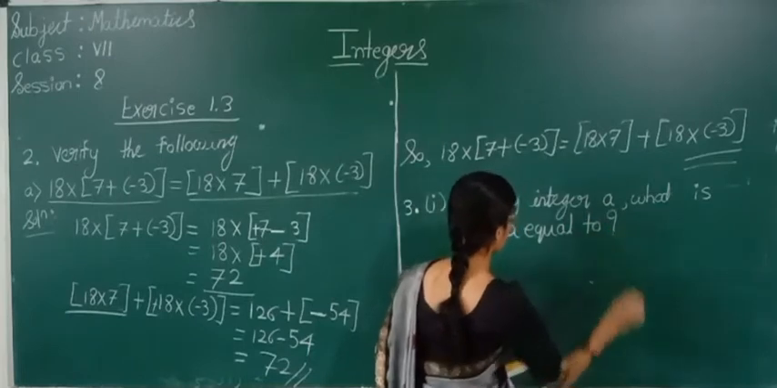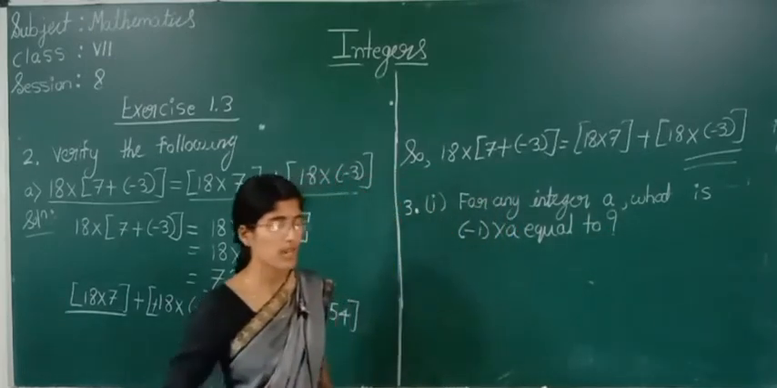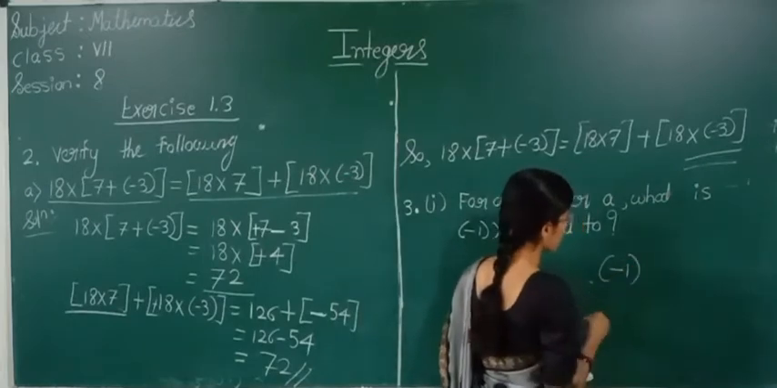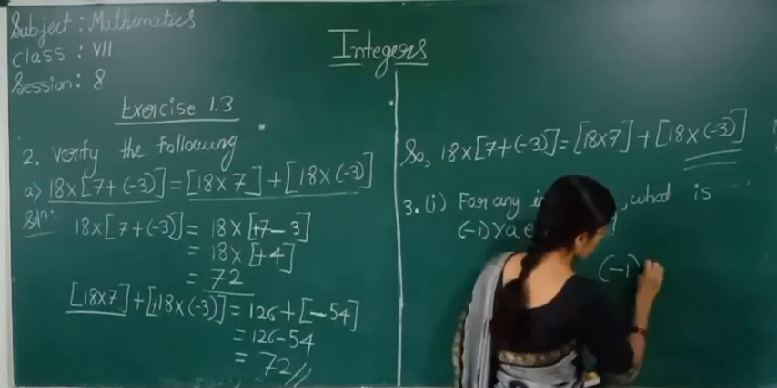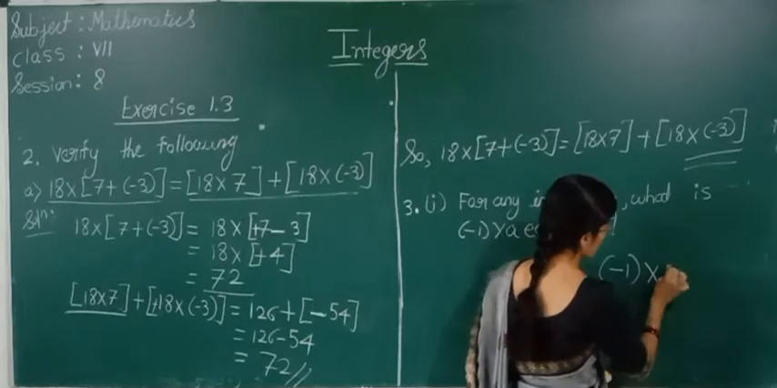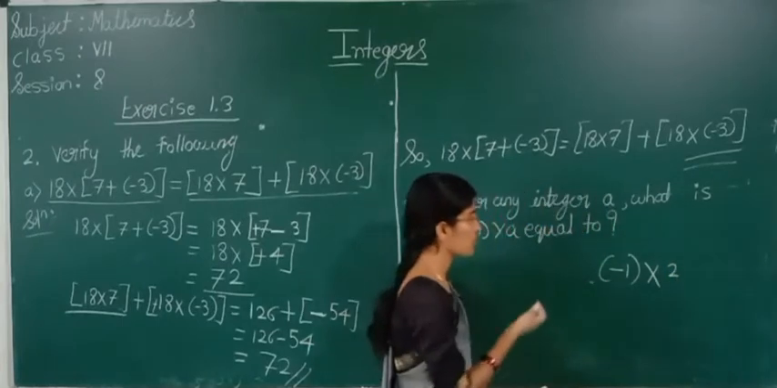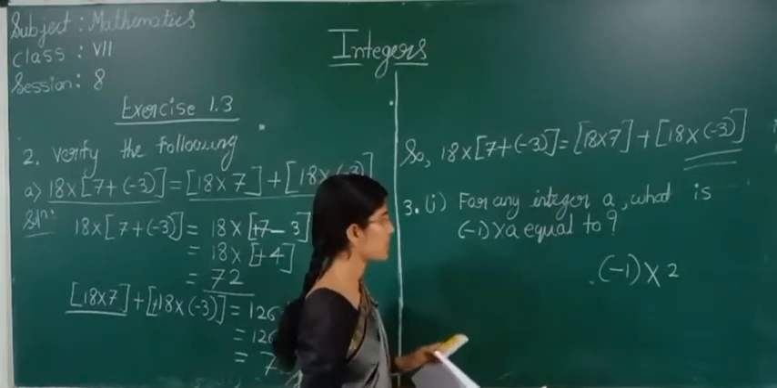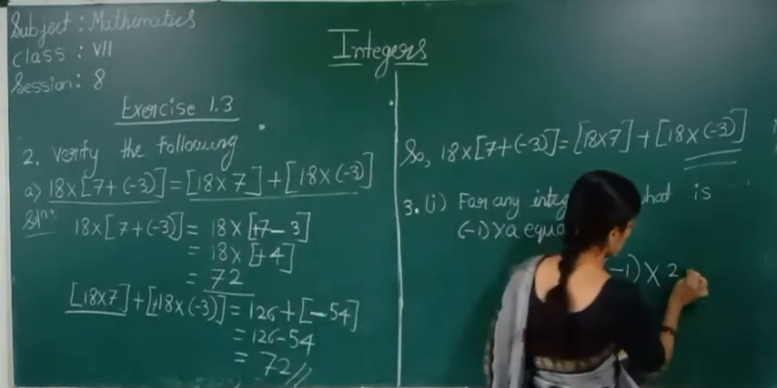They have asked for any integer a. You can take any integer. If you multiply it by minus 1, what will the answer be? Now see, if I take one integer as 2, any integer you take, you multiply with minus 1, what will the answer be here? Minus 2.